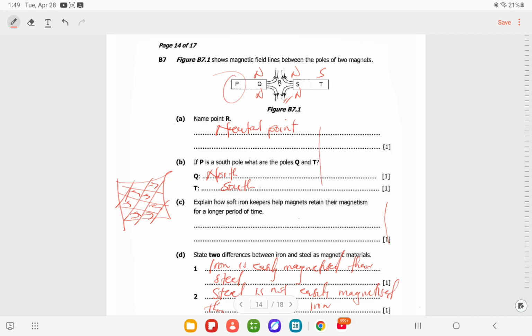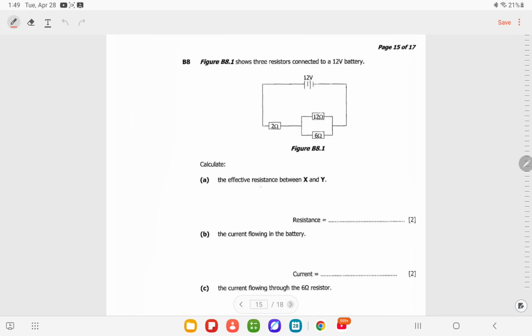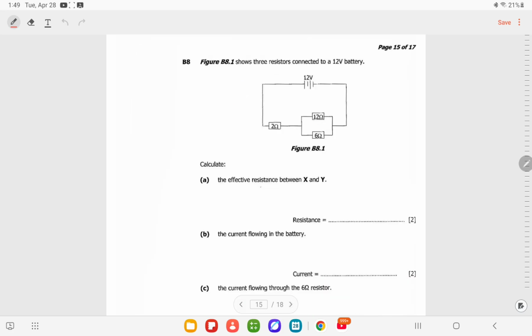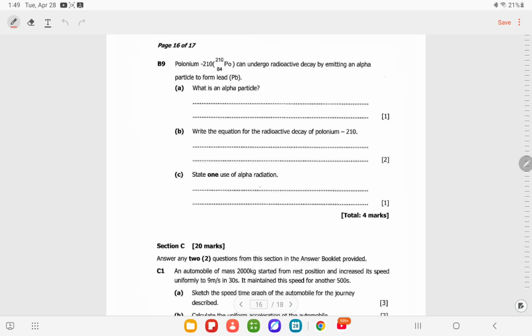All right, so from here we'll just focus on question 7, then we'll also make a video for question 8, then we will go further on to look at radioactivity. So for today we end here.